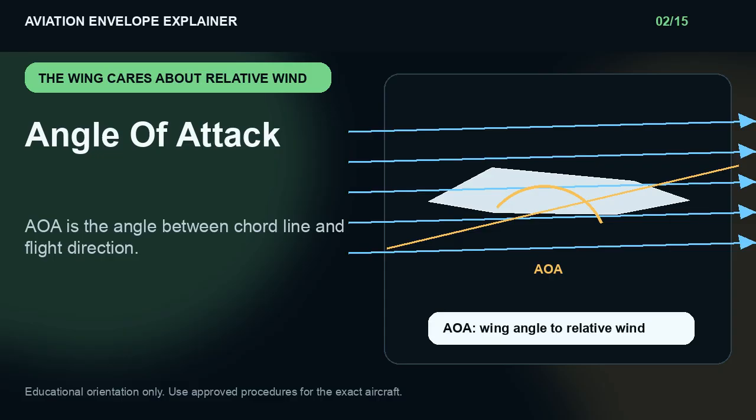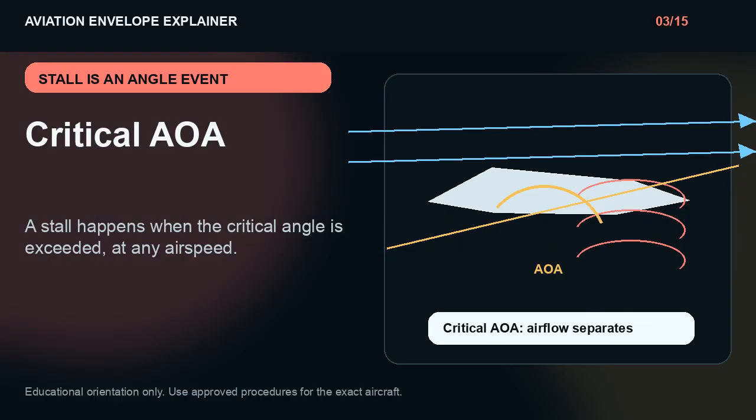Increase angle of attack, and lift usually increases up to a point. Past that point, the airflow can no longer stay smoothly attached to the wing. The wing exceeds critical angle of attack. Lift drops, drag rises, and the wing is stalled. That means a stall is not really a speed event. It is an angle event.